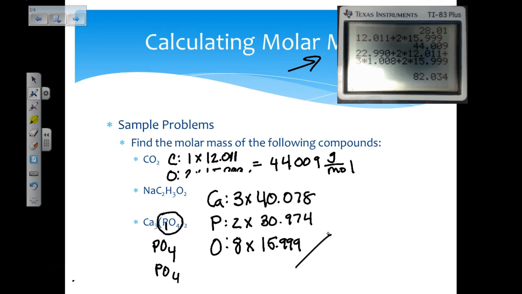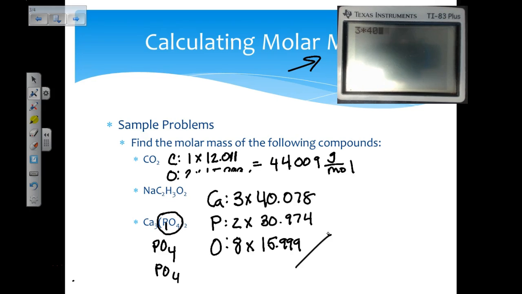Now we take those, we multiply and add them up. So let me clear my screen. And we'll get this. 3 times 40.078 plus 2 times 30.974 plus 8 times 15.999. That equals 310.174. That is awesome. That's grams per mole.